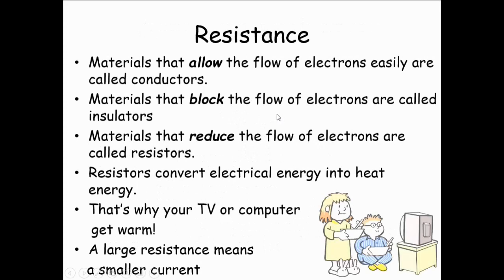So let's talk about resistance. Materials that allow the flow of electrons easily are called conductors. Materials that block the flow of electrons are called insulators. And materials that reduce the flow of electrons are called resistors. Now, resistors convert electrical energy into heat energy. That's why your TV or computer gets warm. And large resistance means a smaller current.